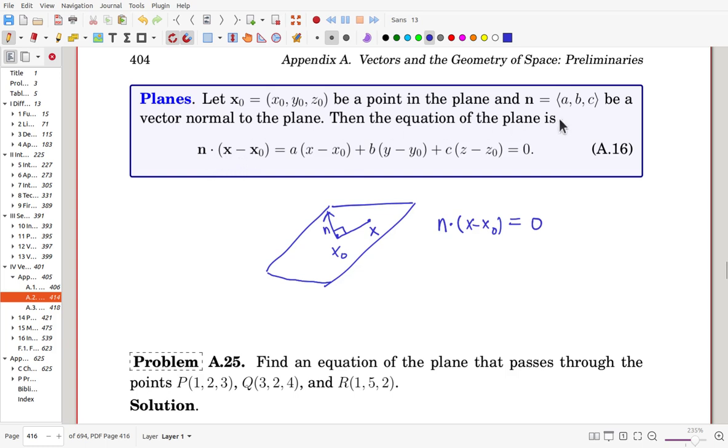And n is ABC. It doesn't have to be a unit vector. Any normal vector will be fine. And here, ABC and x minus x0 has these 3 components, so that the dot product will make that and equal 0. So the equation of the plane can be obtained in this way.